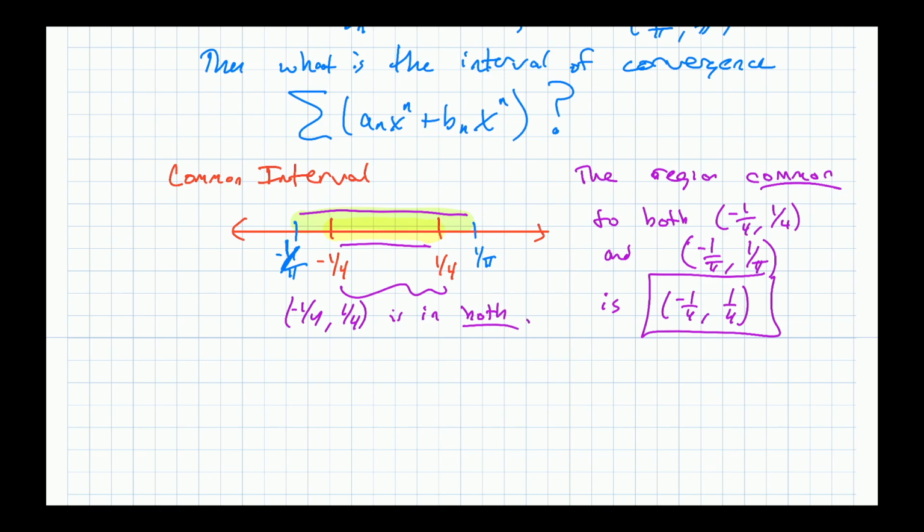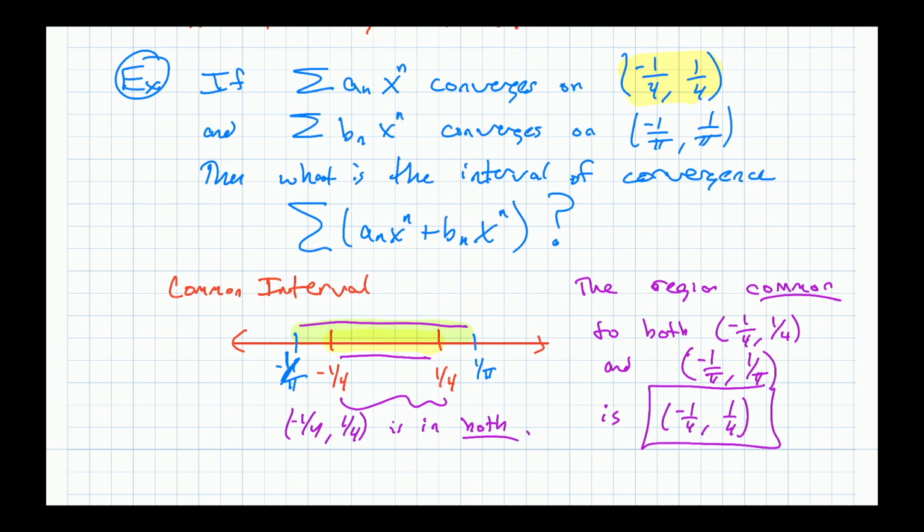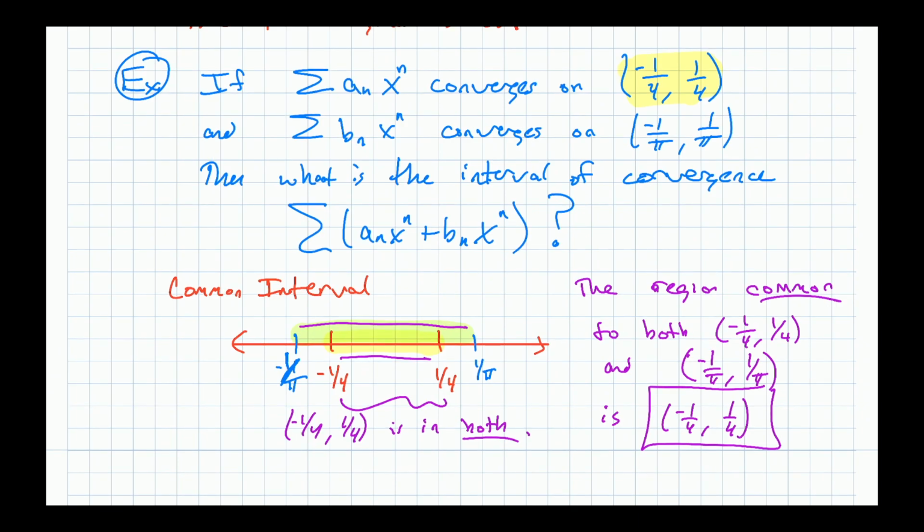Okay, and that's all you're doing when you're doing a common interval. It's just where the two intervals overlap. So it's not meant to be some super tricky thing. Okay, so pretty straightforward.